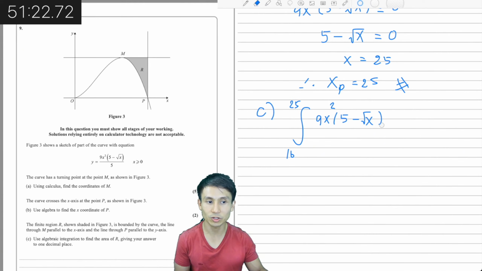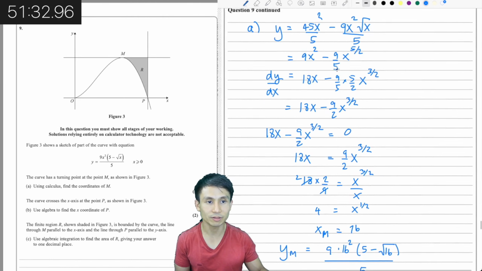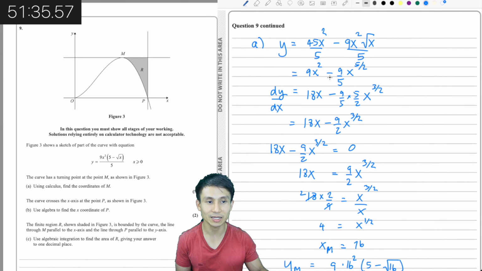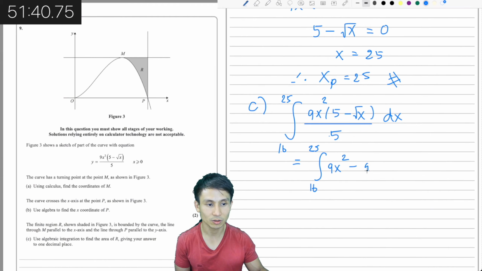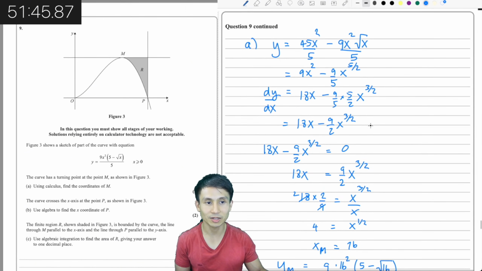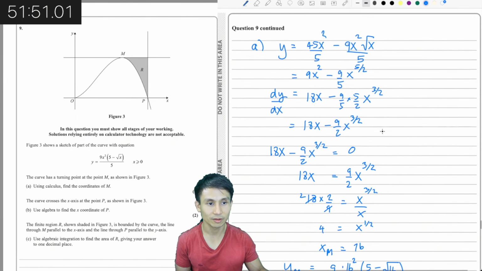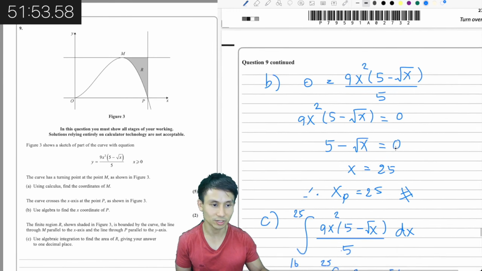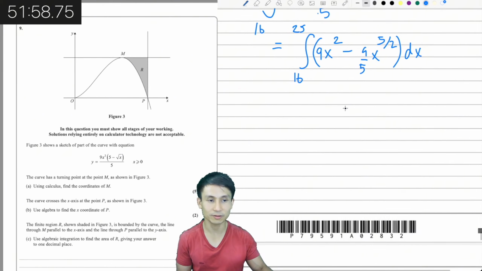Okay, let's write that down first. So we have simplified the equation to this, right? So 9x squared minus 9 over 5 x to the power of 5 over 2, dx. Is that right? That is the one under the curve, right?